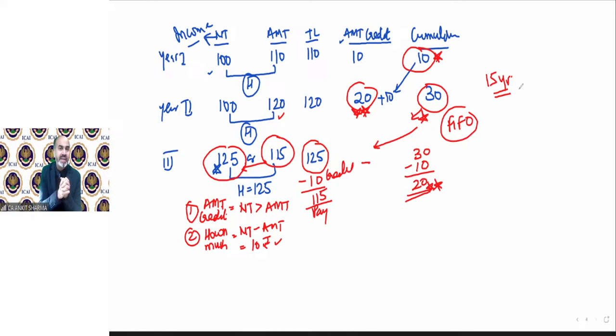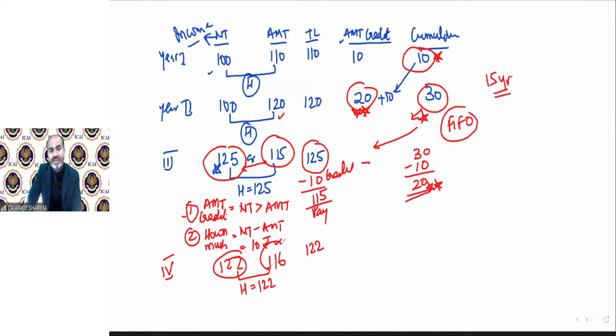Suppose in year four, 122 was my normal tax and 116 is my AMT tax. Now the higher will be 122. So can you tell me how much need to pay in cash to the government? Can we claim the AMT credit in this year? Yes. How much can we claim? The difference of normal tax and AMT, that is 6 rupees. So I can borrow 6 from this. So I need to pay 116 in cash to the government. 6 will be used as a credit.